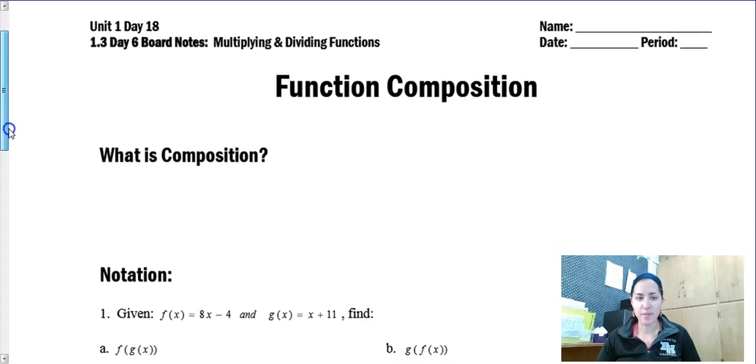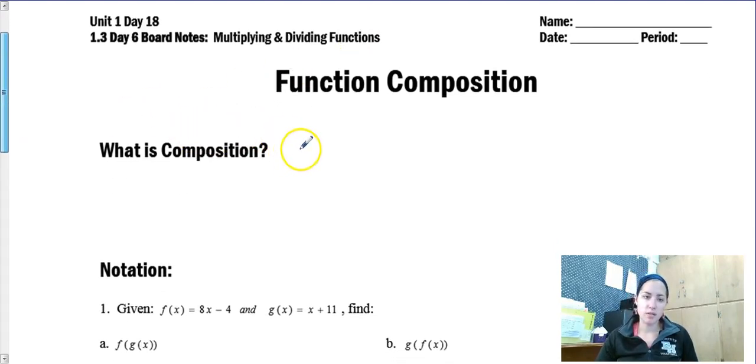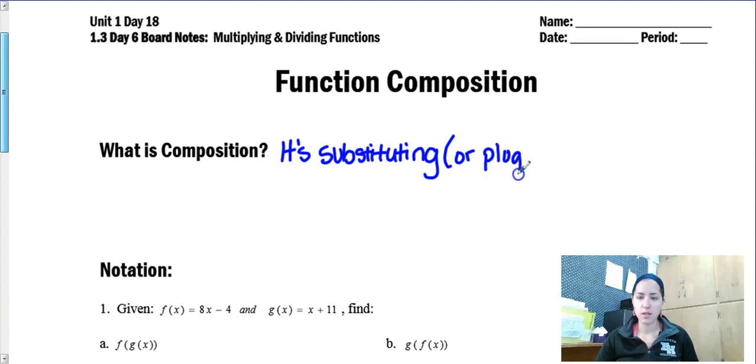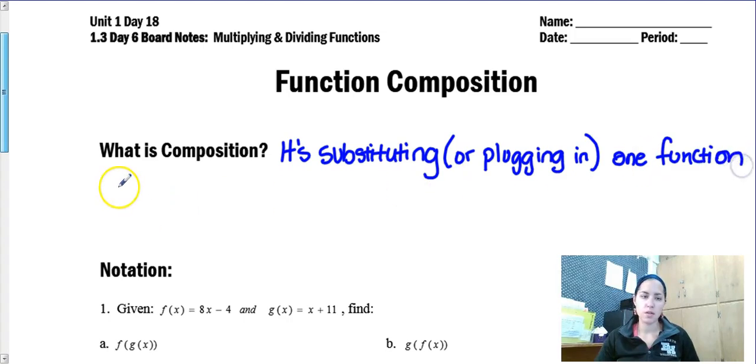What is function composition? Function composition is substituting, or plugging in, one function into another function.